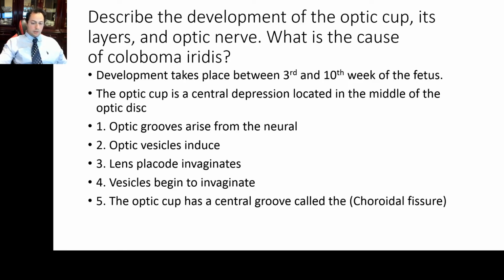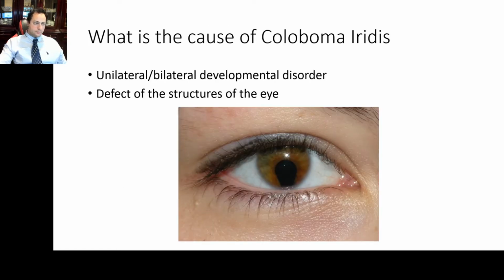The optic cup has a central groove called the choroidal fissure, which allows entrance of the blood vessels that supply the eye. So what is the cause of coloboma iridis? Coloboma iridis is a unilateral or bilateral developmental disorder of the eye in which the choroidal fissure fails to close by the 7th week of development. It can be a defect in one of the structures of the eye, for example, the retina, the optic disc, or the iris.